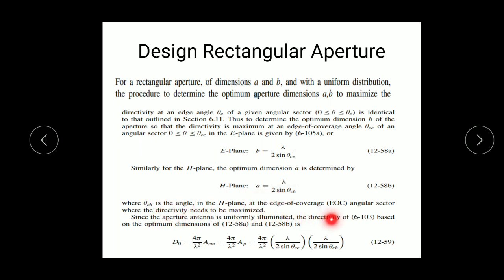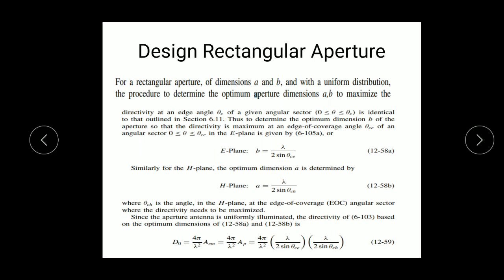Okay. Since the aperture is uniformly illuminated, the directivity is based on the optimum dimensions of A and B. According to the A and B dimensions, we can find the directivity, 4 pi over lambda square times A E M, where A E M is the A and B values for the E and H plane. So putting in this A or B value, we will find the directivity of the rectangular aperture.